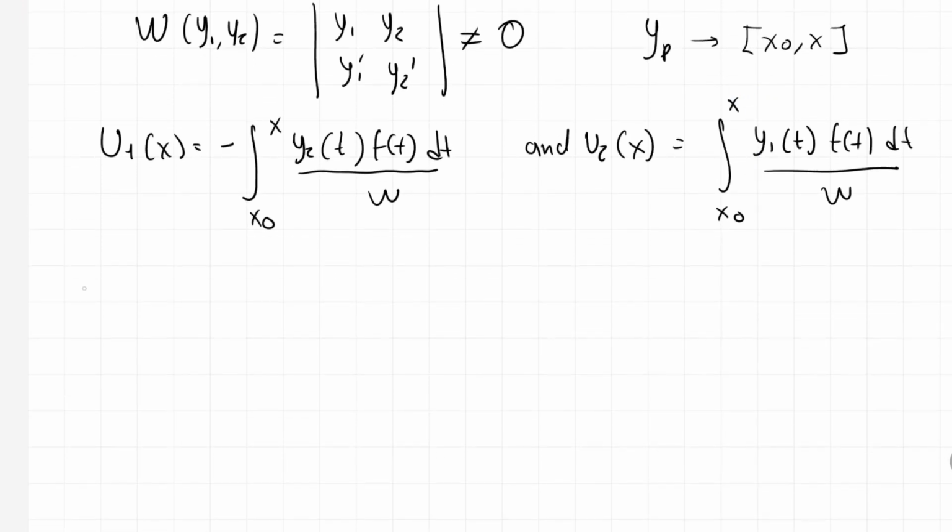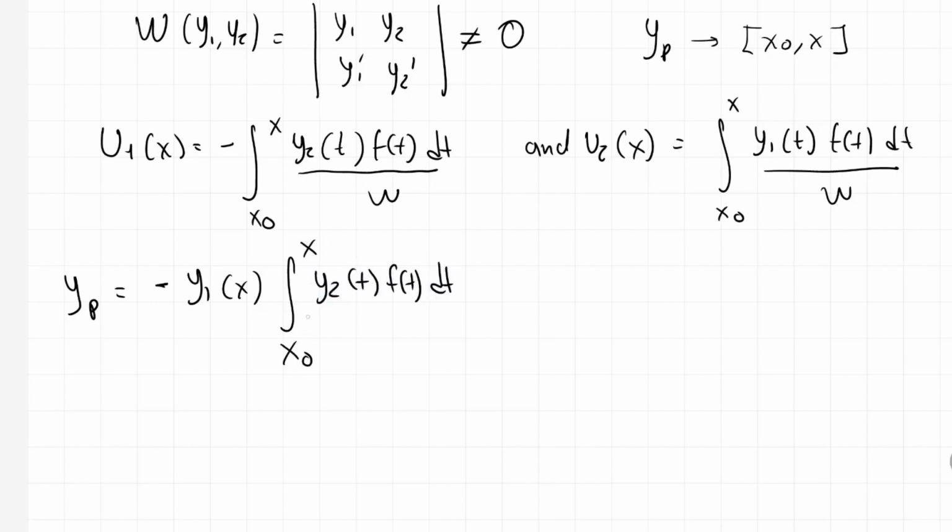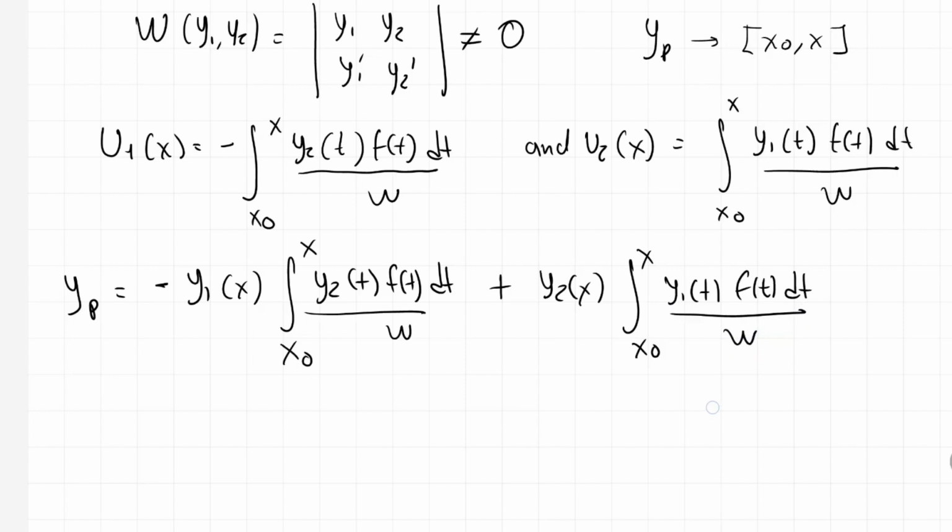Looking at this expression, we need to multiply u1 by y1 and u2 by y2. So we get that yp is equal to negative y1 of x times the integral from x0 to x of y2 of t f of t dt over w, plus y2 of x times the integral from x0 to x of y1 of t f of t dt over w.